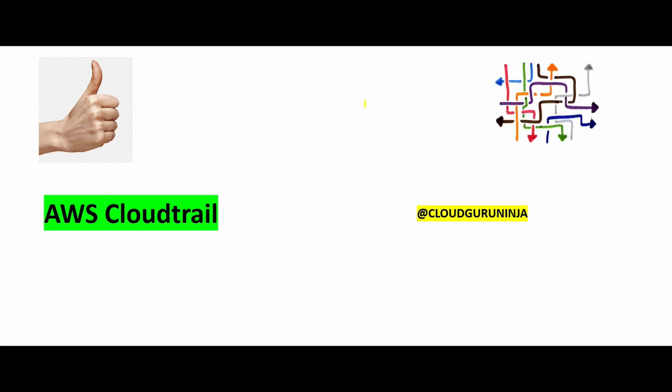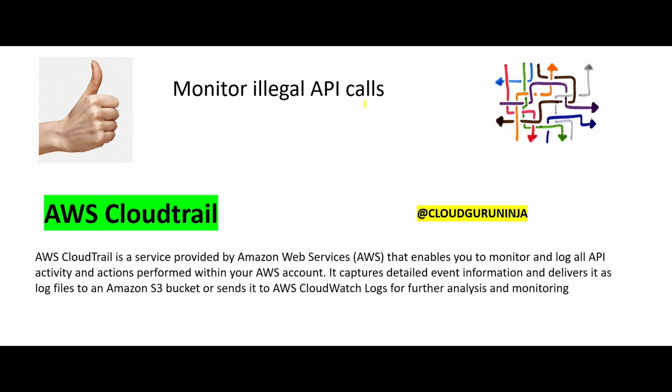Now let us look at another service called CloudTrail, and this is something which you will get in the questions. If you want to monitor illegal API calls, there will be questions like, I want to monitor the API activity, what should I use? You should use CloudTrail to monitor API activities. This is all about monitoring and logging API activities.